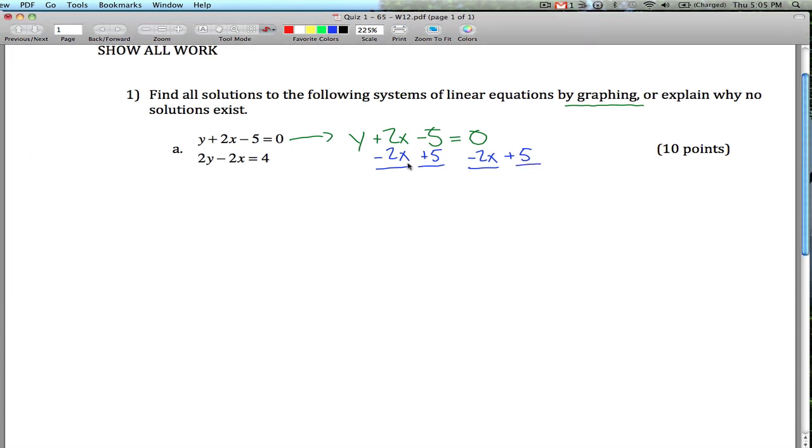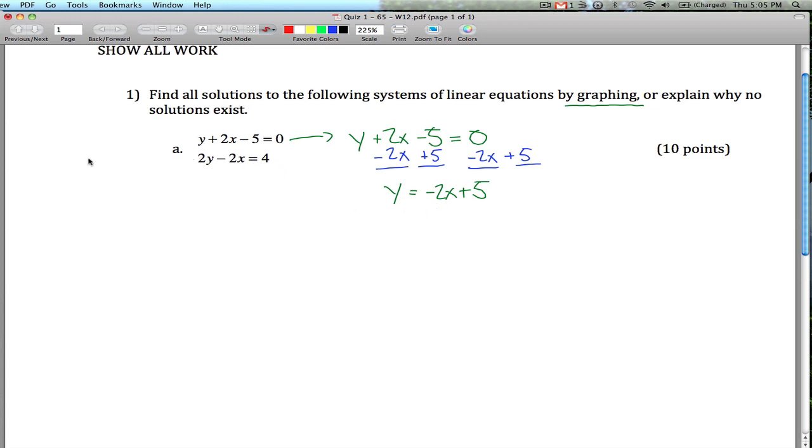And now what we're left with on the left-hand side here, we just have a y. Right? 2x minus 2x is nothing. Negative 5 plus 5 is nothing. But on the right-hand side here, we got negative 2x plus 5. Which is good because this is y equals mx plus b. The y-intercept is 5, the slope is negative 2.